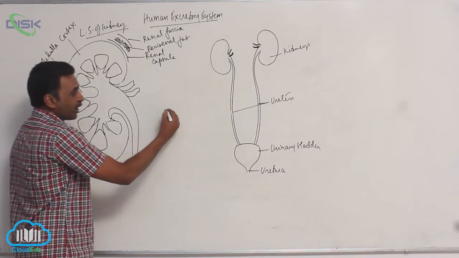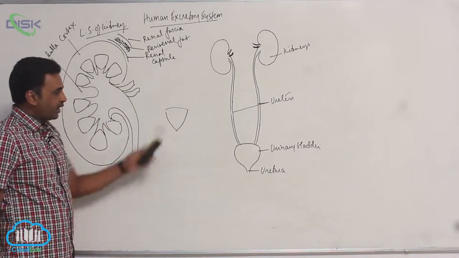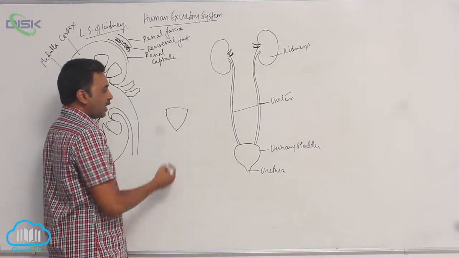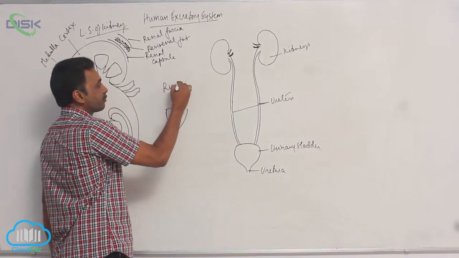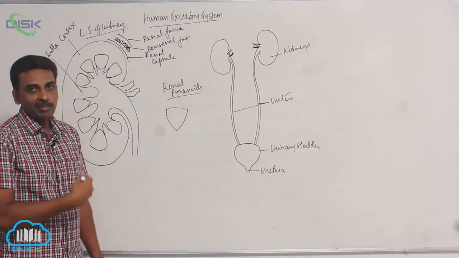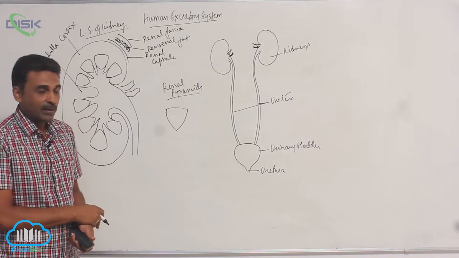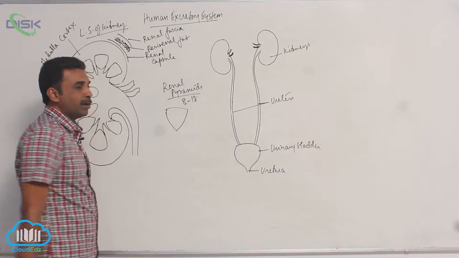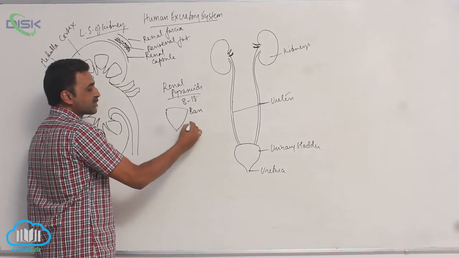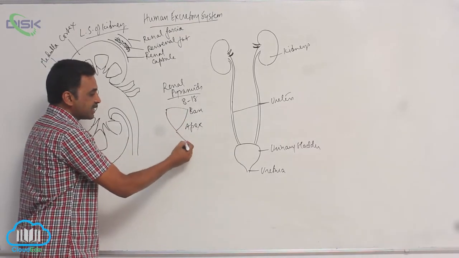It is divided into triangular structures. Medulla is divided into conical structures. The conical structures are called renal pyramids. Renal means kidneys, pyramids present inside the kidneys. They are also called medullary pyramids because they are present inside the medulla. There are 8 to 18 medullary pyramids. Each pyramid has a broad base and a pointed apex. This is the broad base, this is the pointed apex. The tip of the apex is called the renal papilla.